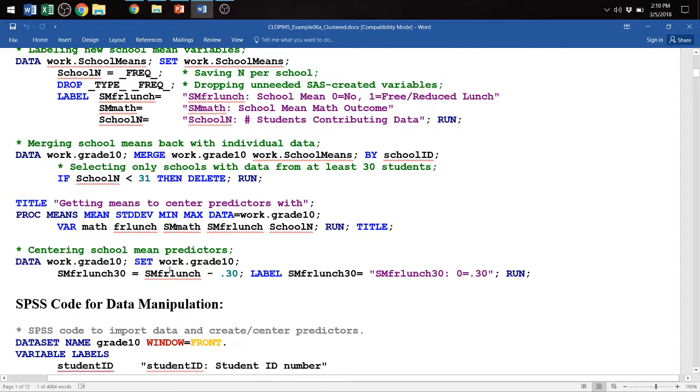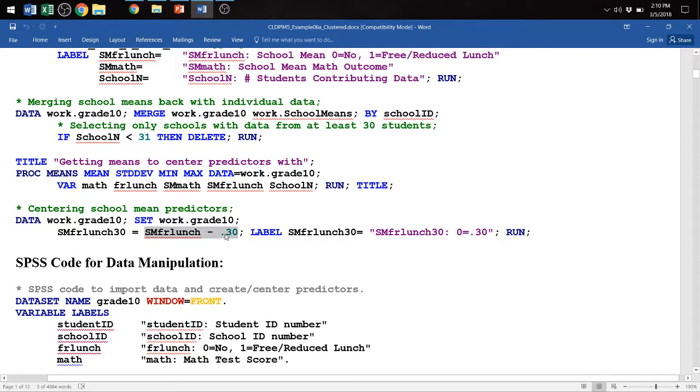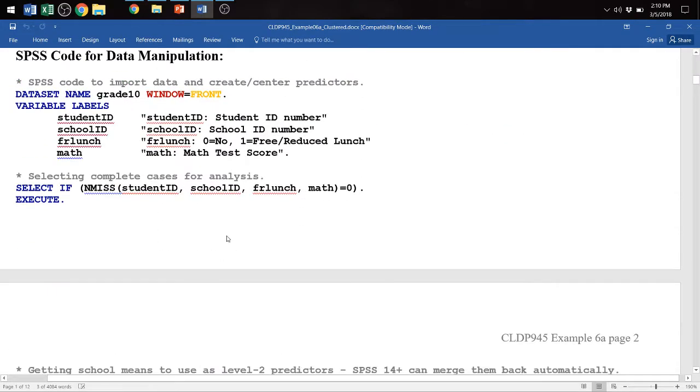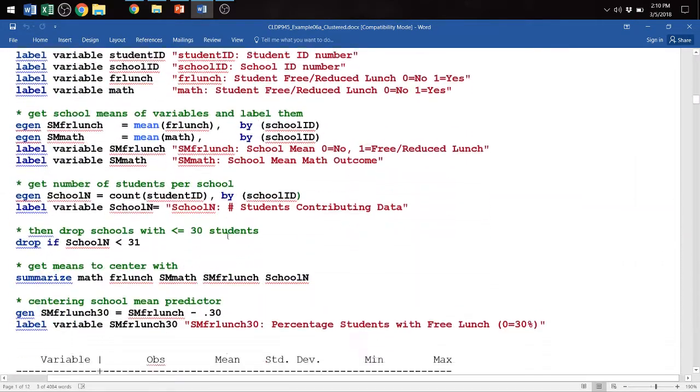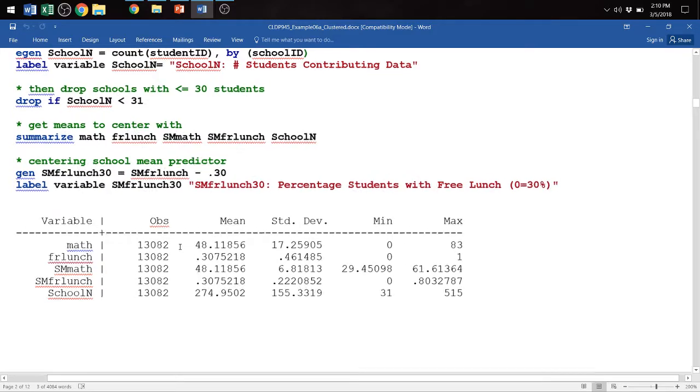And then in terms of centering, because free and reduced lunch is already a predictor that has a meaningful 0, I didn't center it, I left it alone. So 0 means a kid who pays for lunch. I did, though, have to center my level 2 predictor, and I centered it near the average, which was about 30% of the schools, the average was that 30% of their students got free lunch. And here's the descriptive stuff here after the same code that exists on all the other programs.